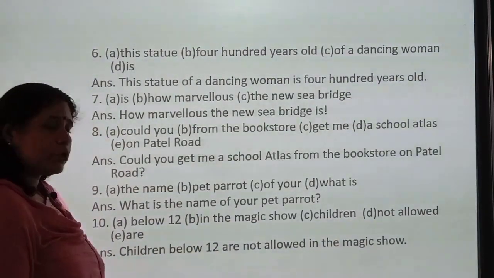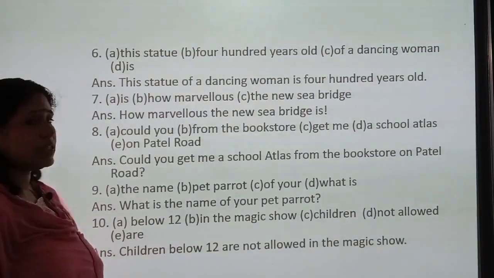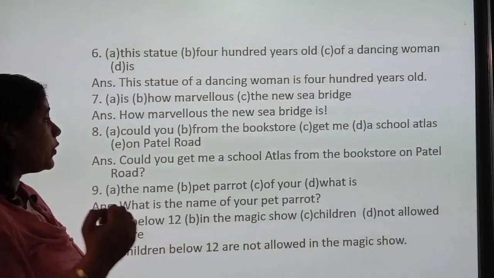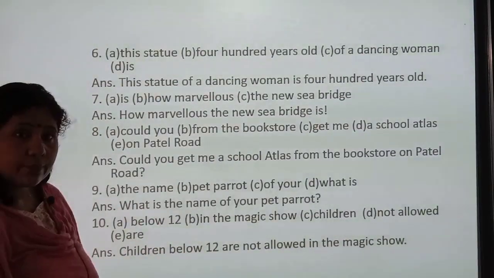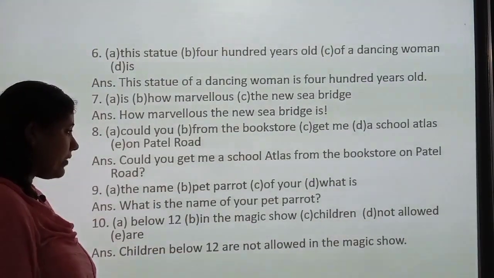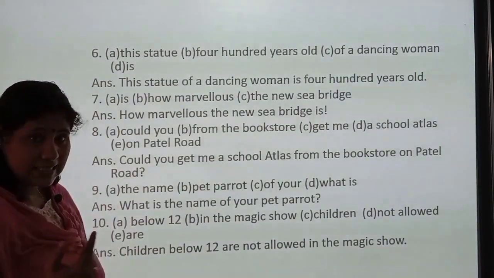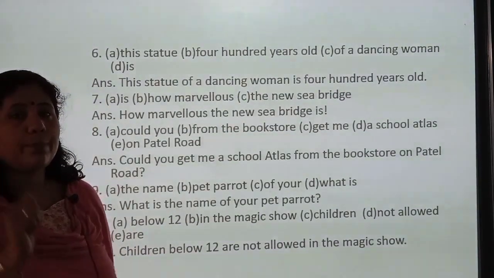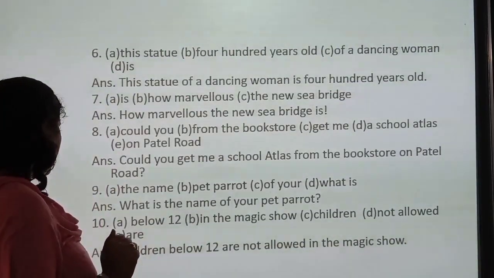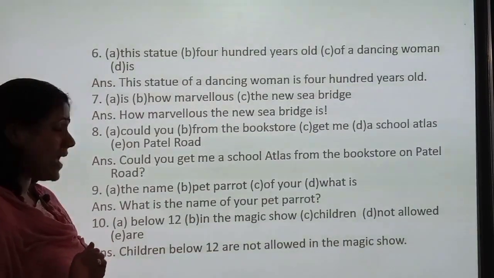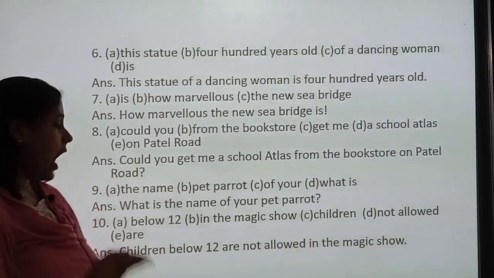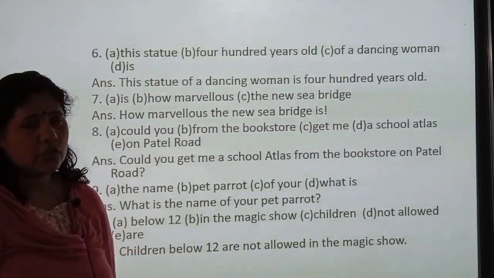Could you from the bookstore get me a school atlas on Patel Road? Answer: Could you get me a school atlas from the bookstore on Patel Road? Question mark. Understood? Next, the name pet parrot of your. What is the name of your pet parrot? Asking questions. So question mark. Below 12 in the magic show, children not allowed are. Children below 12 are not allowed in the magic show.